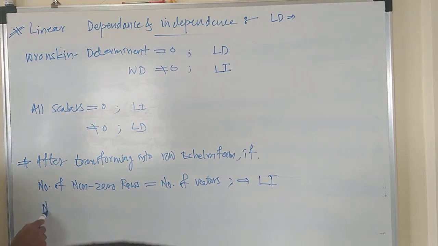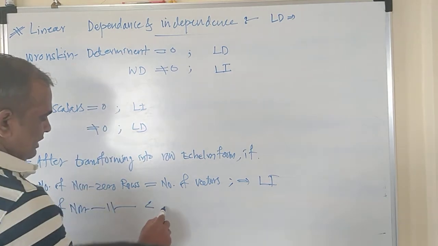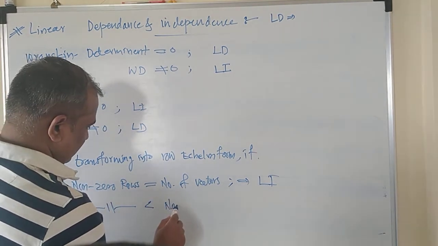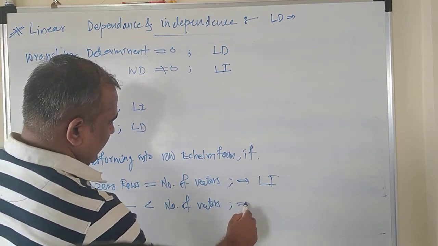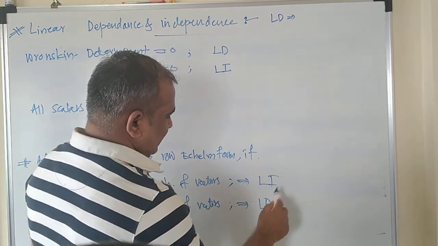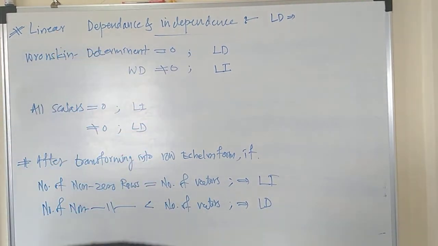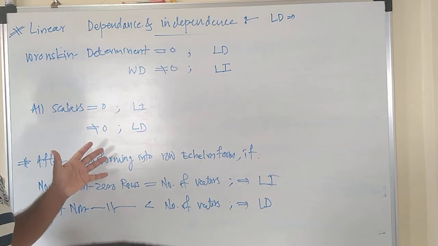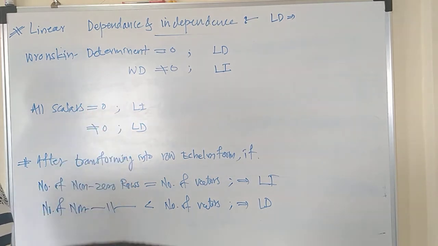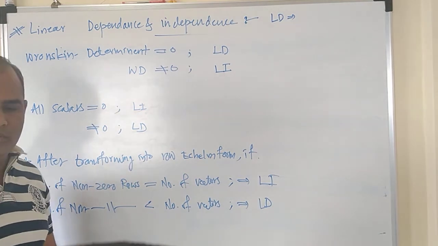And if the number of non-zero rows is less than the number of vectors, then the given vectors are said to be linearly dependent. These are very important conditions as far as your competitive exams are concerned. So please remember all the conditions and solve problems based on all these criteria: linear dependence and independence of the vectors, right? So let's go for homework problems.